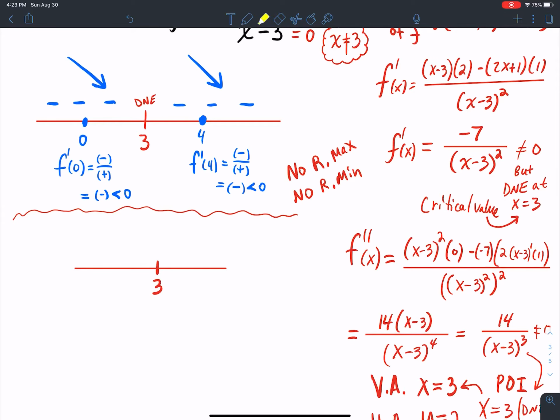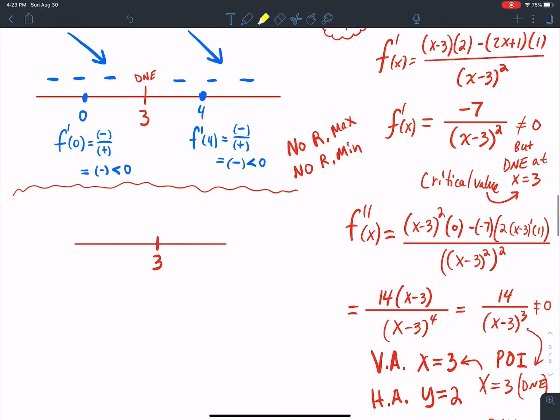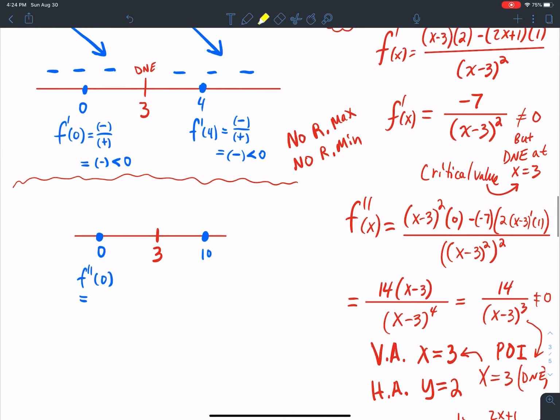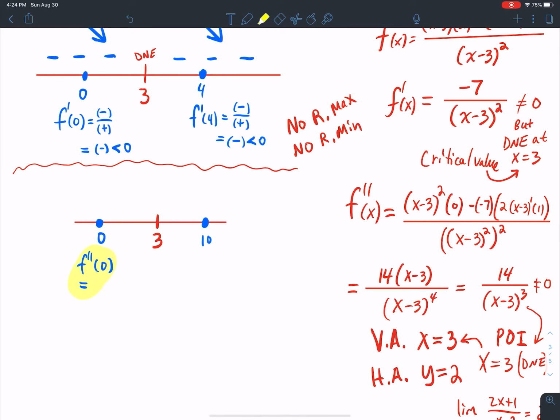Now, the second derivative test, or the second derivative itself, is 14 over (x minus 3) cubed. Okay, this one only has a critical value where it does not exist, again at 3. So I'm going to pick a point to the left and to the right. I'm just going to pick 0 here, and I pick 10 just to be different from the 4 here. No real reason. So if I plug 0 into my second derivative, well, the numerator is positive.